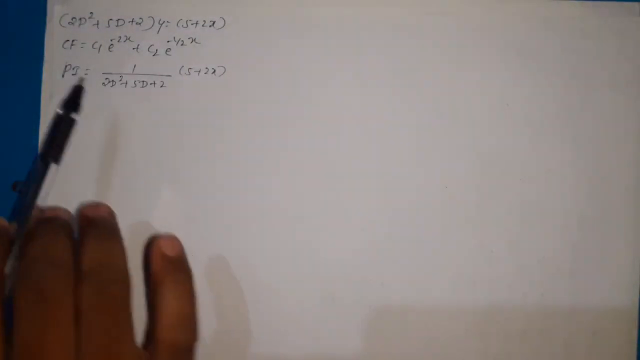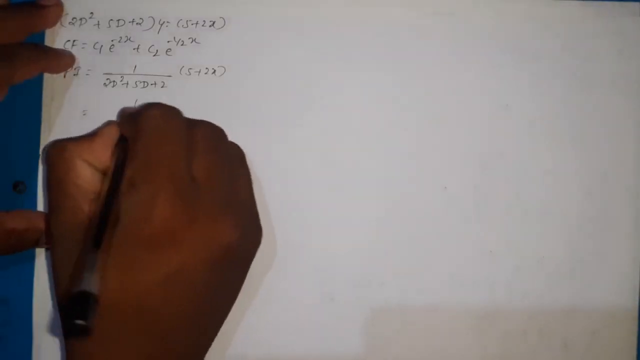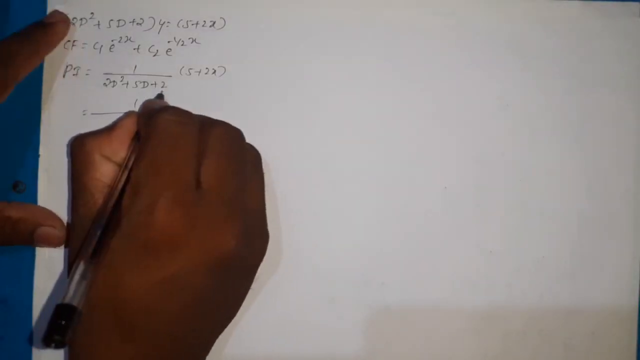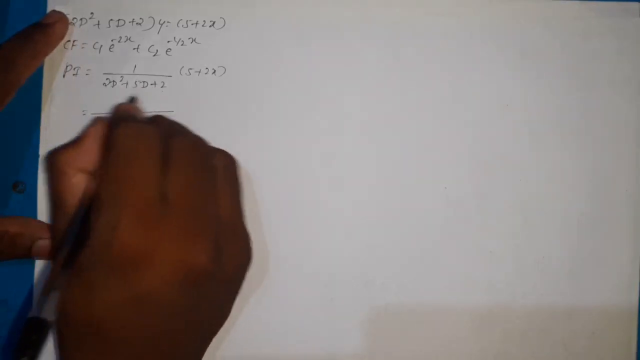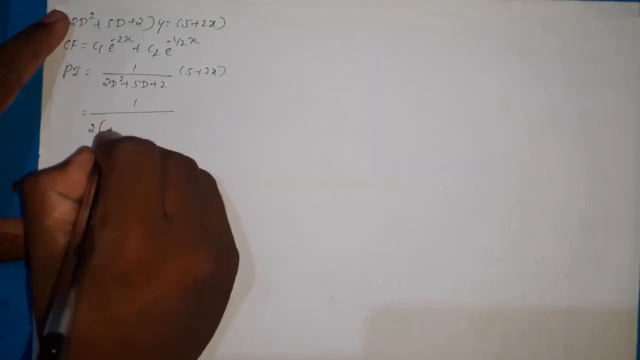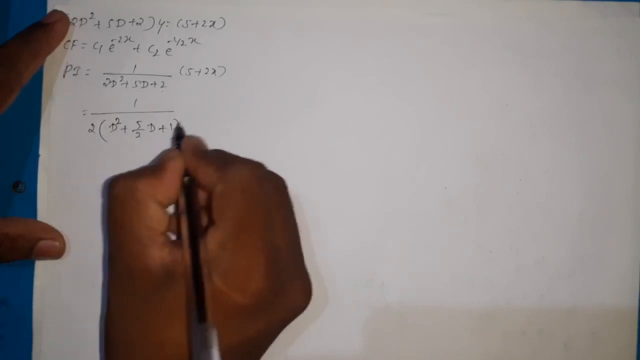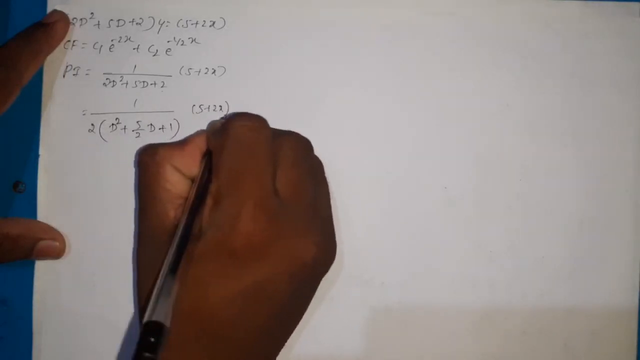So therefore here the particular integral is 1 divided by (2D square plus 5D plus 2) into (5 plus 2x). So in this function the lowest degree term is 2 and it is positive, no problem. So therefore here it is equal to, this 2 we need to take common from all this function, then 2 into remaining, 2D square by 2 becomes D square plus 5 by 2 D plus 1, into (5 plus 2x).